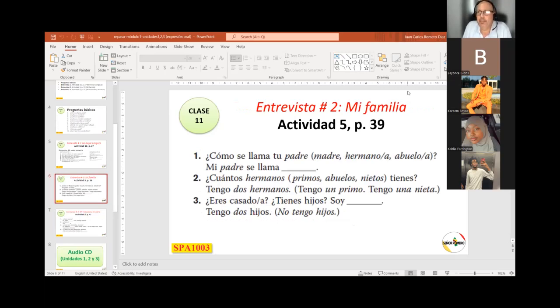¿Cómo se llama? What's his or her name? This is easy. ¿Cómo se llama tu padre? Padre, father. Mi padre, you can say papá also. Mi papá se llama Norberto. Question number 1, right? ¿Cómo se llama tu madre? Mi madre se llama Ofelia.